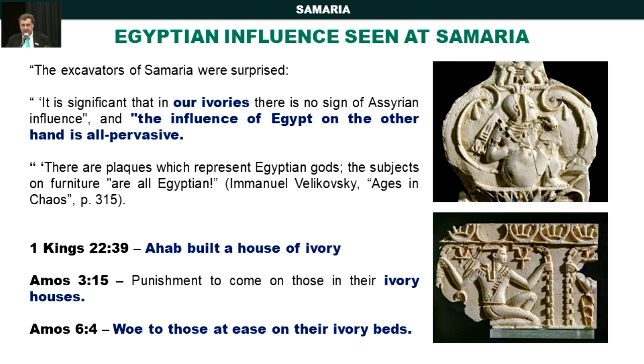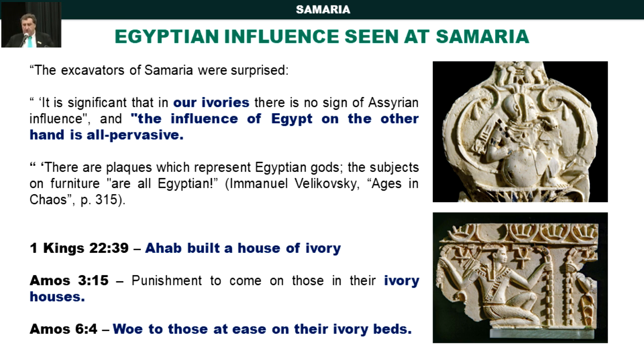Now, in his book Ages in Chaos, Immanuel Velikovsky wrote the following: "The excavators of Samaria were surprised. It is significant that in our ivories there is no sign of Assyrian influence, and the influence of Egypt, on the other hand, is all pervasive. There are plaques which represent Egyptian gods. The subjects on furniture are all Egyptian." End of quote.